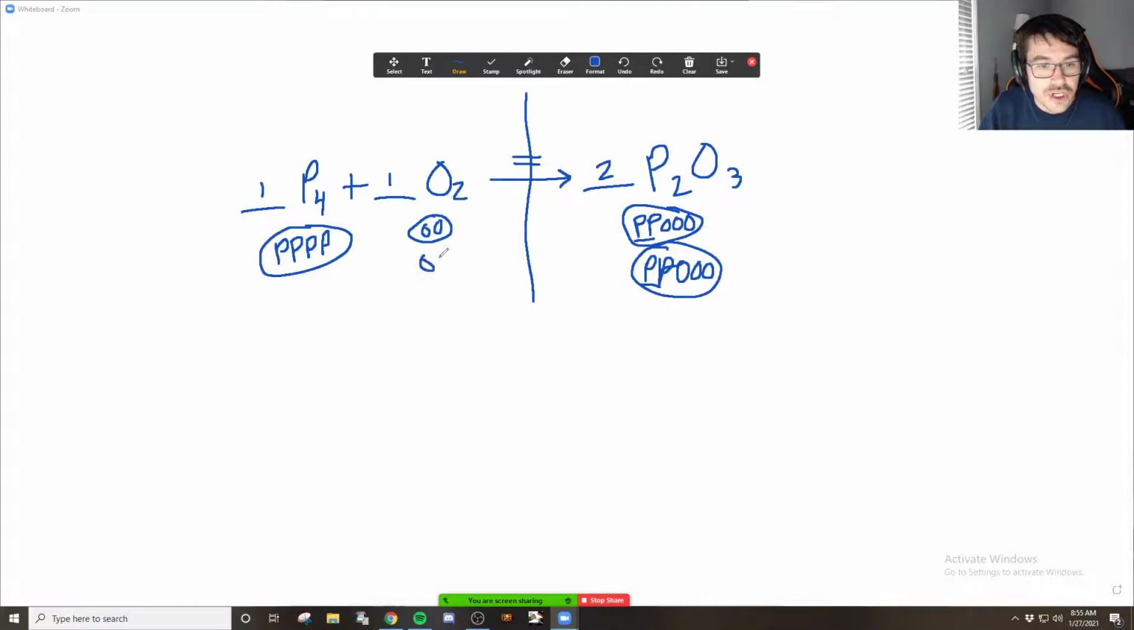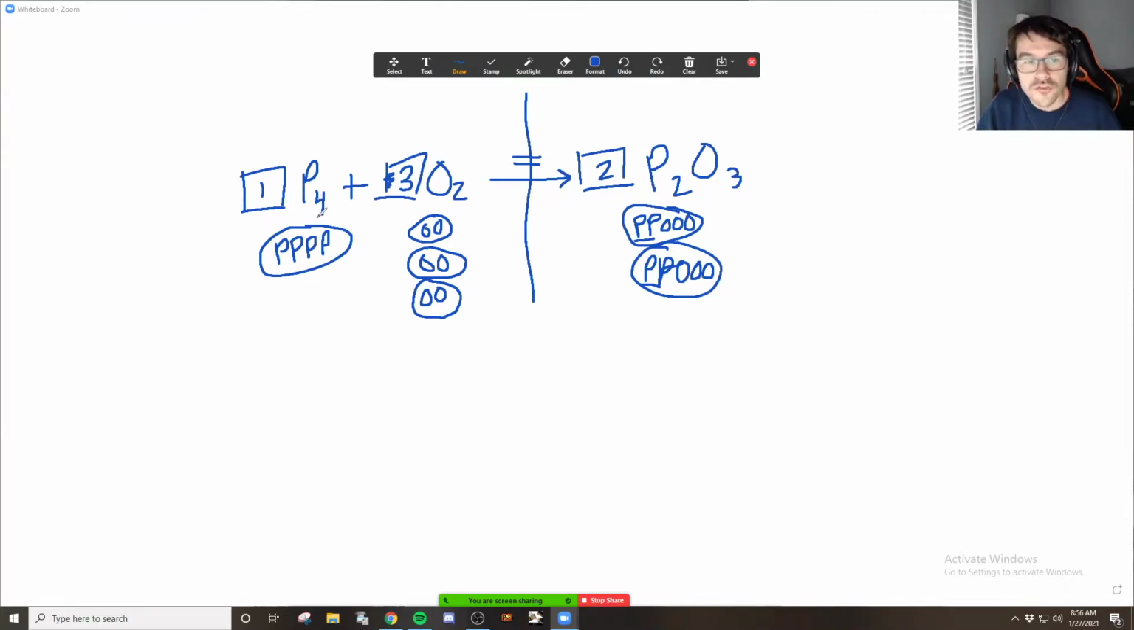So I can achieve 6 oxygens by adding 2 additional sets of O2, changing this coefficient from a 1 to a 3. So this would be the balanced equation. 1 P4 plus 3 O2 creates, or produces, 2 P2O3. This is what happens in real life when this reaction takes place. 4 phosphorus atoms are used up with 3 molecules of oxygen, O2, to create 2 P2O3s.